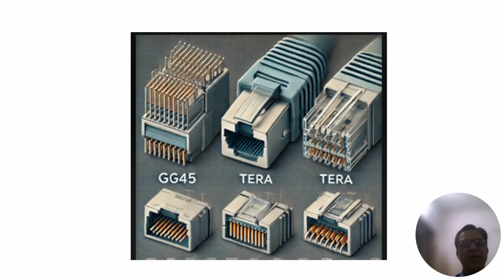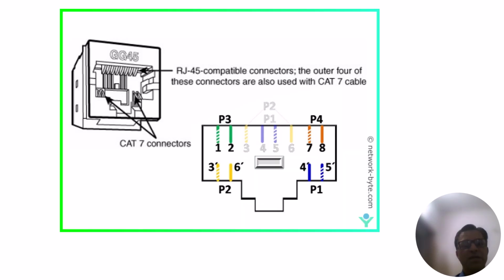GG45 is a variant of ARJ45 that lets cables with male 8P8C RJ45 connectors plug into the GG45 jacks. However, GG45 cables can't plug into 8P8C jacks due to a protrusion that activates the switch for the alternate contact position. The outer four connectors of GG45 and ARJ45 are also compatible with Category 7 cables, supporting high-speed data transmission and enhanced shielding for reduced interference.